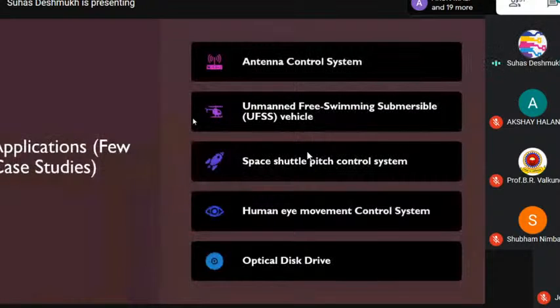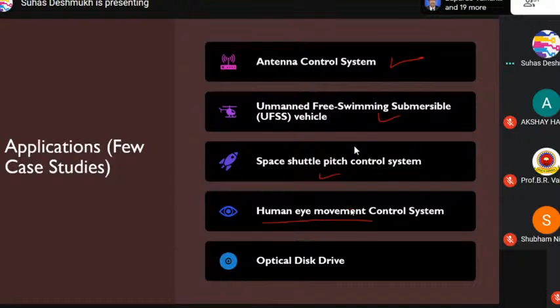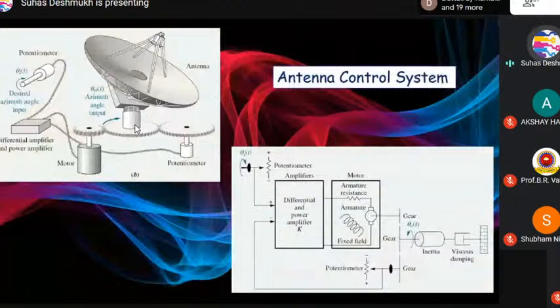These are the few examples I have taken for you. One is antenna control system, then unmanned free-swimming vehicle, then space shuttle or pitch control system. Also, we'll discuss human eye control, how that control works, and last part I'm going to take an optical drive. So if you look into the antenna, you can just look at this picture.